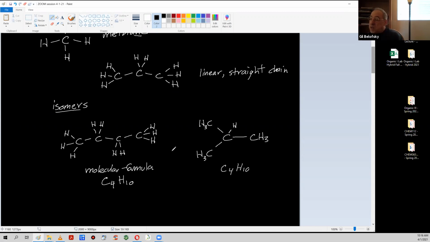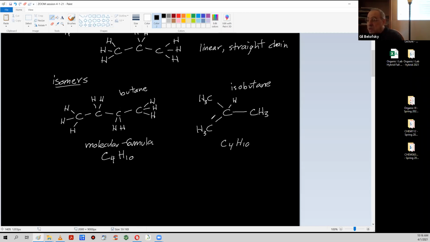And so as a result, we need different names for these different molecules because they're different molecules. As it turns out, and we're going to go through more nomenclature, this is called butane. And this is called isobutane because it's an isomer of butane. Okay, so any questions so far on this?